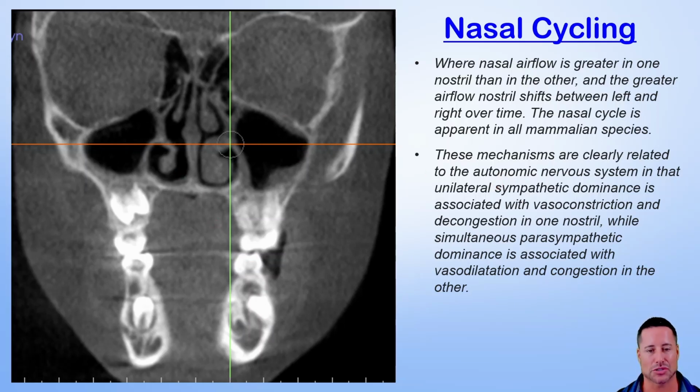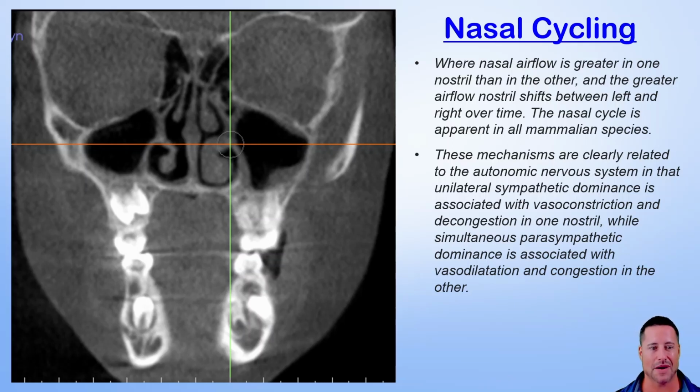The first times I saw this, I would send it to the ENT, and they would be like, "Yeah, it's actually just normal. It's nasal cycling. It's a normal phenomenon." I find this fascinating, but it's related to the autonomic nervous system in that unilateral sympathetic dominance is associated with vasoconstriction and decongestion in one nostril, while simultaneous parasympathetic dominance is associated with vasodilation and congestion in the other nostril. So again, fascinating stuff. It's neat to see.